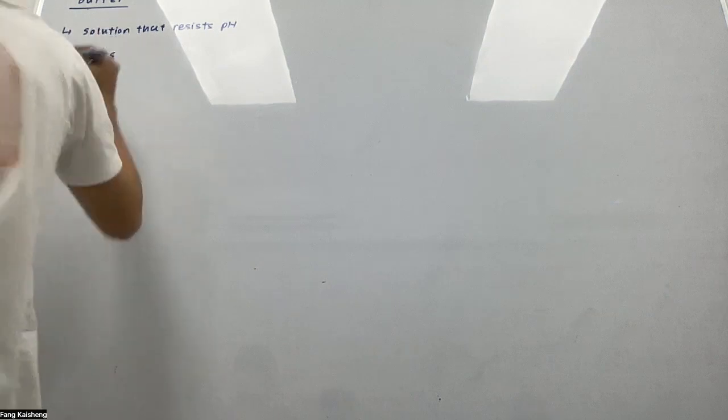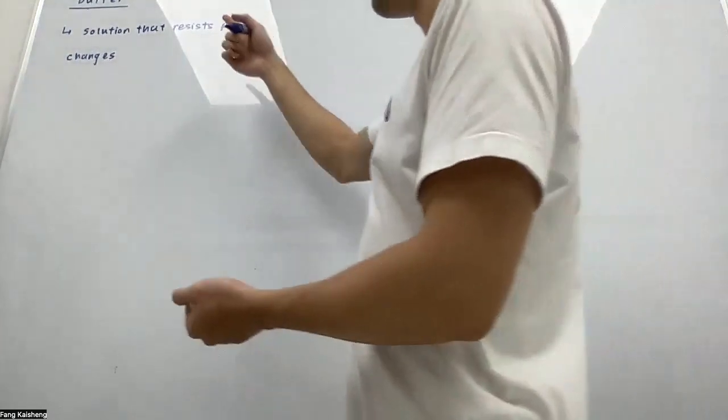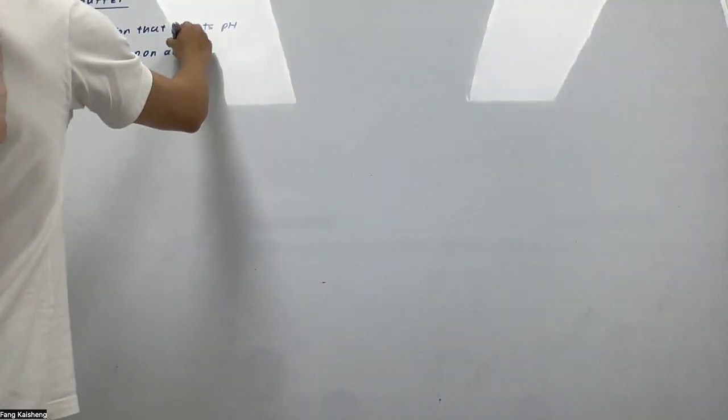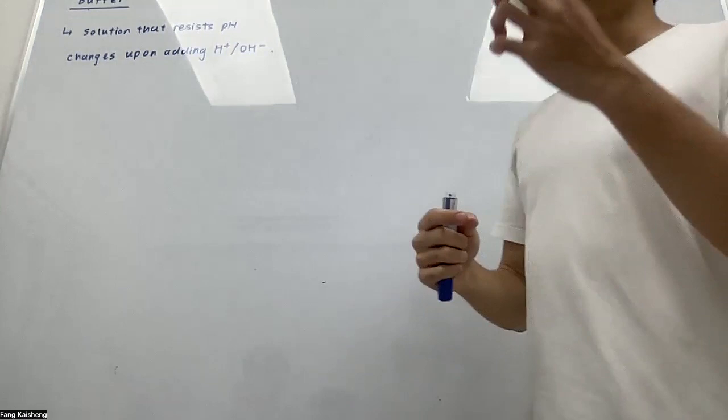To buffer against something is to protect against something, to resist against something. So the word resist appears here. It resists pH change upon adding either H plus or OH minus. Let me give you guys an example. If I were to take plain water and I add some lemon inside, how would the water now taste? A bit acidic and sourish, right? Correct?